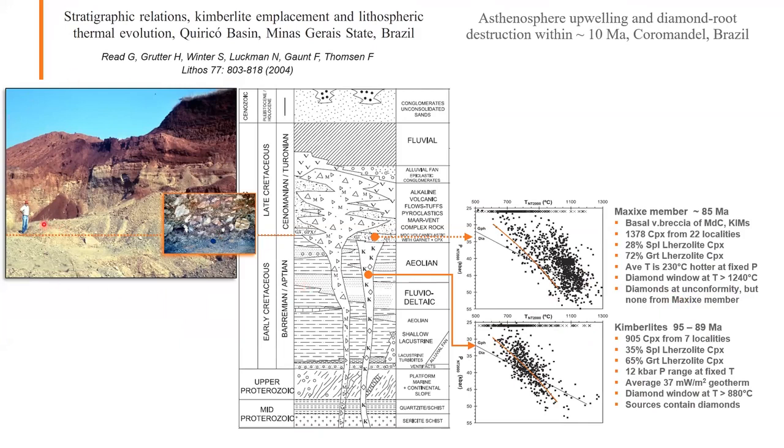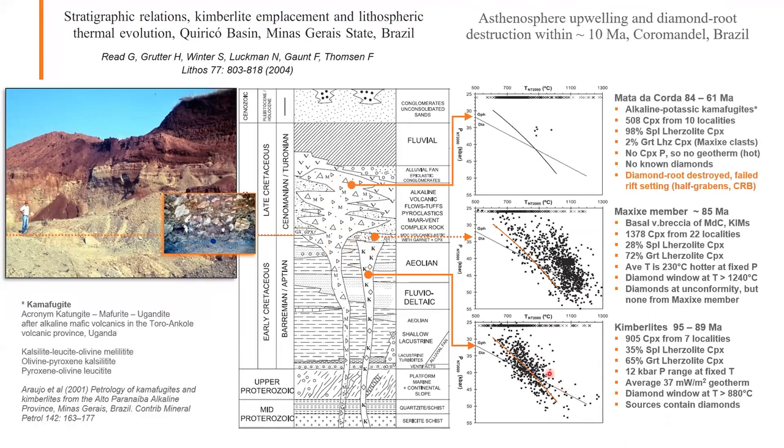People are actually mining this member because they're going after the basal contact over here, where we believe the diamonds that are sitting on this basal contact up here come out of these kimberlites, and they do not come out of this material over here.